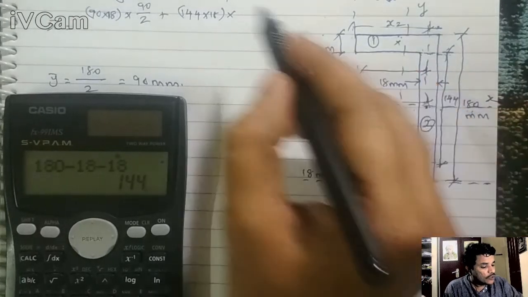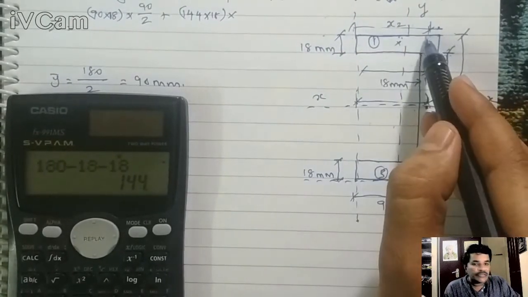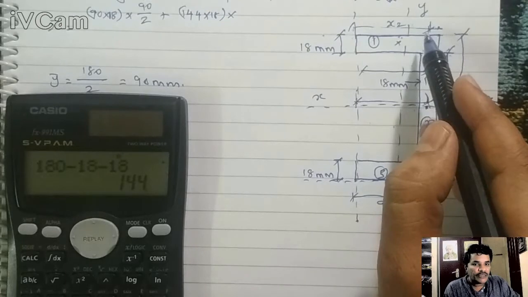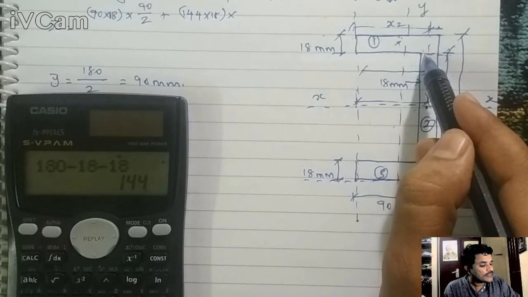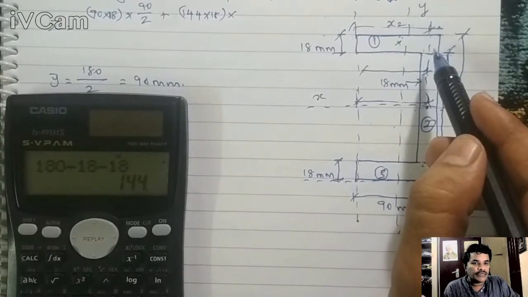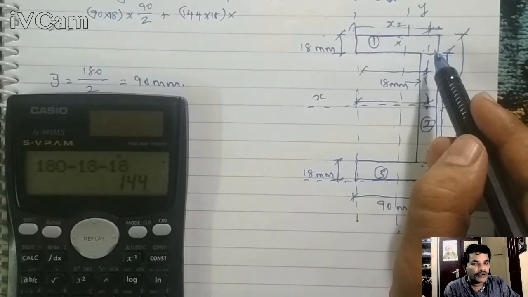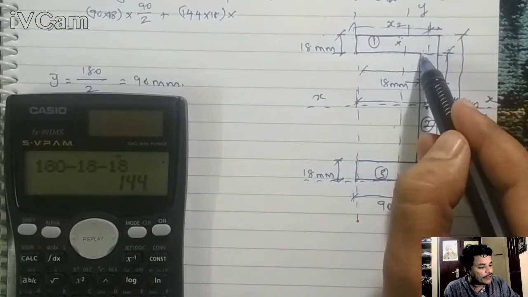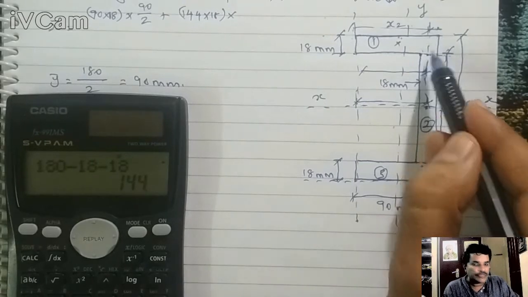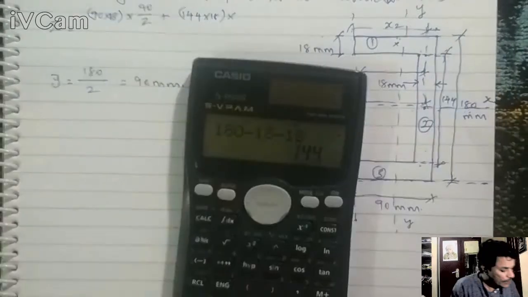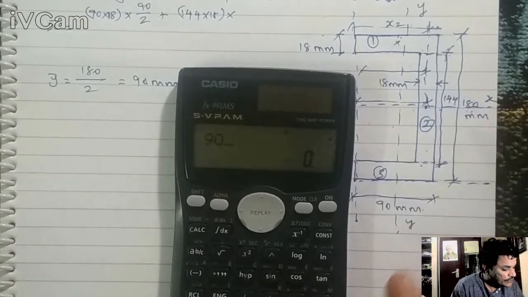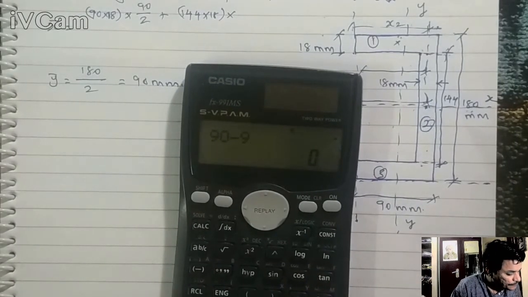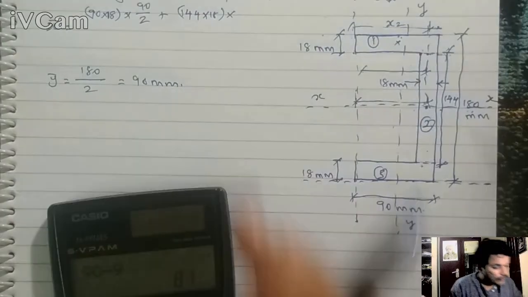Either you can put 90 minus 9 mm, or 90 minus 18, so 72 plus 9 mm. Both are the same. So 90 minus 9, so the centroid of the second section is 81. So 81, right?